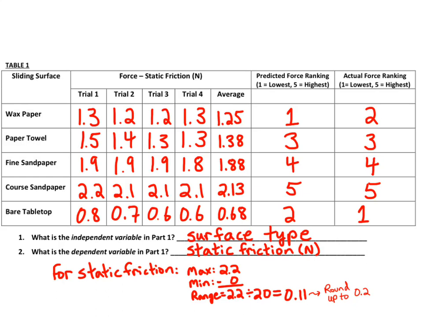So now we return to our data table, and we have to graph for each of our surface types the average static friction. So we have 1.25, 1.25, 1.38, 1.88, 2.13, and 0.68 for our 5 surfaces. Then we will return to our graph and place those bars on our graph.